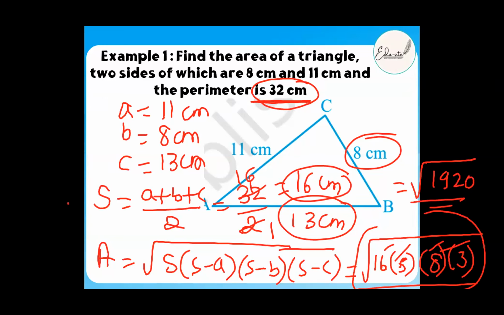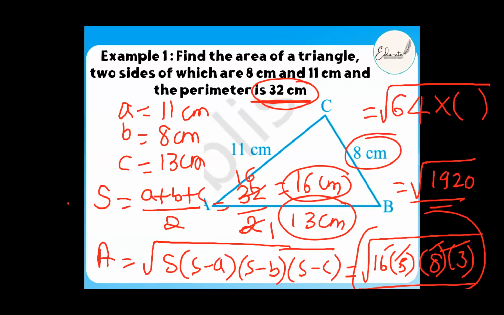This is your answer, the root of 1920. To calculate the root of 1920, what they have done here is written it in irrational format. They have written it as 64 into something, and then written it as a root. 64 into what gives you 1920?